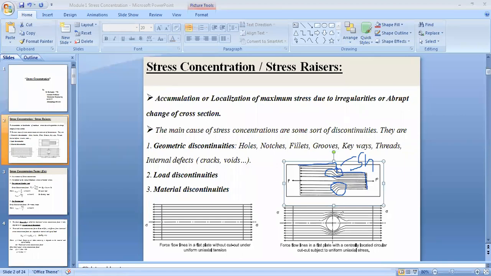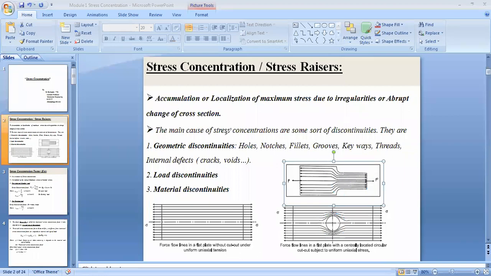Why do we need this irregular geometry? In order to do its function, the component will need a hole. For example, if you take a car body or a bus body or aeroplane body, intentionally we need a door and windows, right? The doors and windows are called stress risers because the geometry is not continuous. It is an abrupt change in geometry, and it has to do its function. We want to avoid this, right?